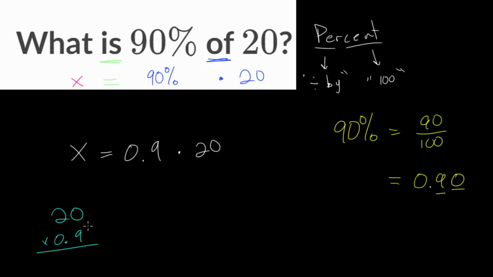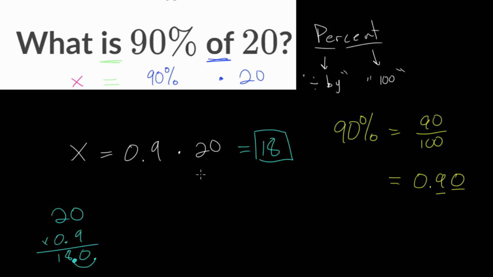So we multiply ignoring the decimals. We do 9 times 0, which is 0. We do 9 times 2, which is 18. And now we use the decimal. Since we have one decimal, we will move our answer's decimal over just one place. And 0.9 multiplied by 20 is simply 18. So the final answer to this question, what is 90% of 20? Well, 18 is 90% of 20.